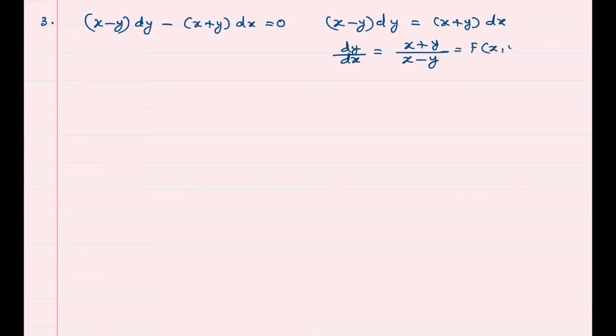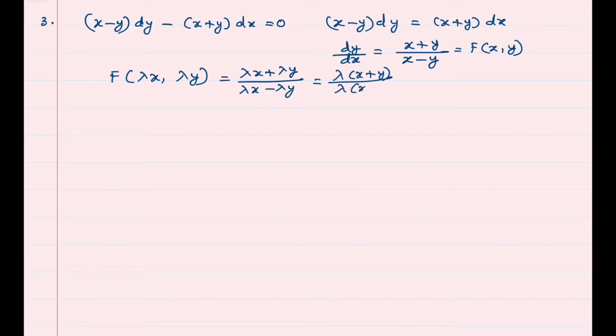We will take dy by dx as f of x comma y. We will find f of lambda x, lambda y. It is (lambda x plus lambda y) divided by (lambda x minus lambda y). Lambda is common, it gets cancelled, equal to f of x comma y. Therefore, the given equation is a homogeneous differential equation.